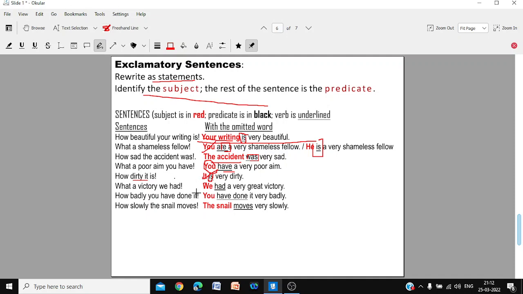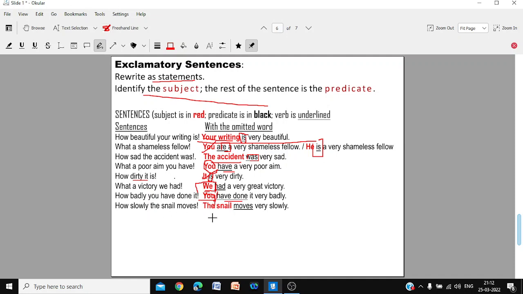What a victory we had. Rewrite it. We had a very great victory. So had would be the verb. So we is the subject. How badly you have done it. You have done it very badly. You have done it. Have done, verb. So what comes before that is the subject.